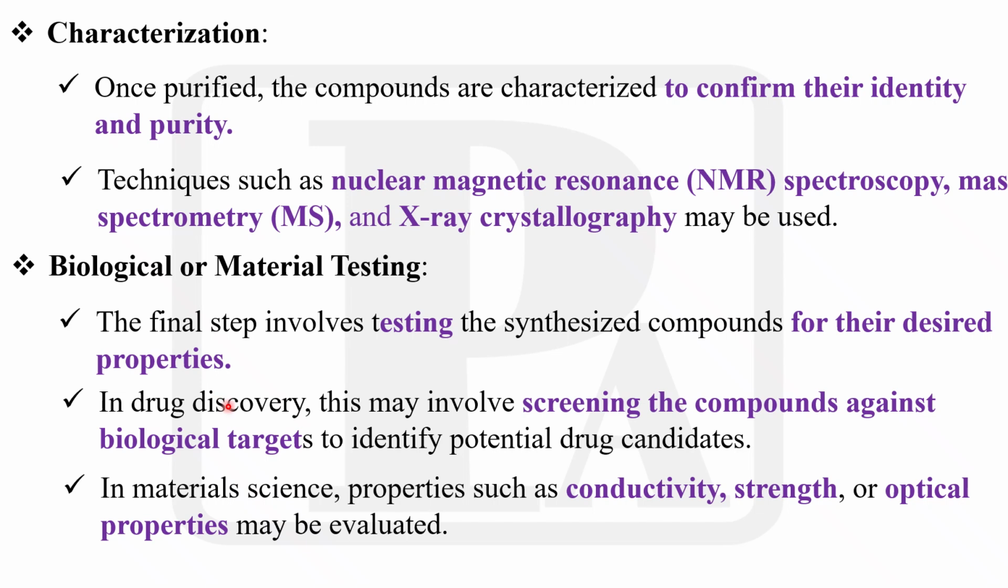So two stages are there: one is drug discovery, or a material science. If it is drug discovery, we have to screen the compound against the biological target, that is, against the enzymes, to identify the potential drug candidate. In the case of material science, some properties would be calculated, like conductivity, strength, and optical properties. They would be evaluated.